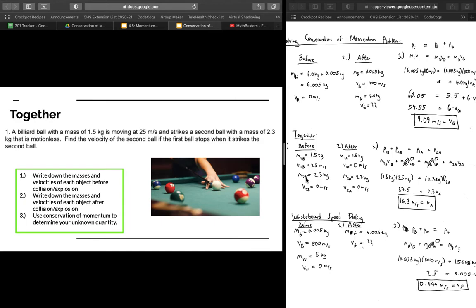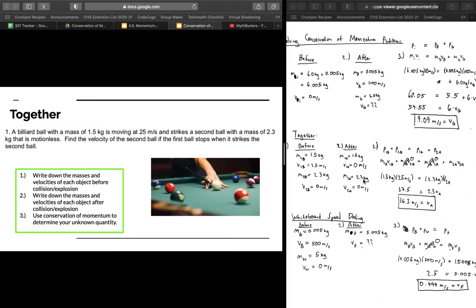Now the mass of the second ball before the collision equals 2.3 kilograms, and it is at rest, so it has an initial velocity of 0 meters per second. After the collision, the mass of the first ball, m1a, is equal to 1.5 kilograms, and it's come to a stop, so its final speed is 0 meters per second.